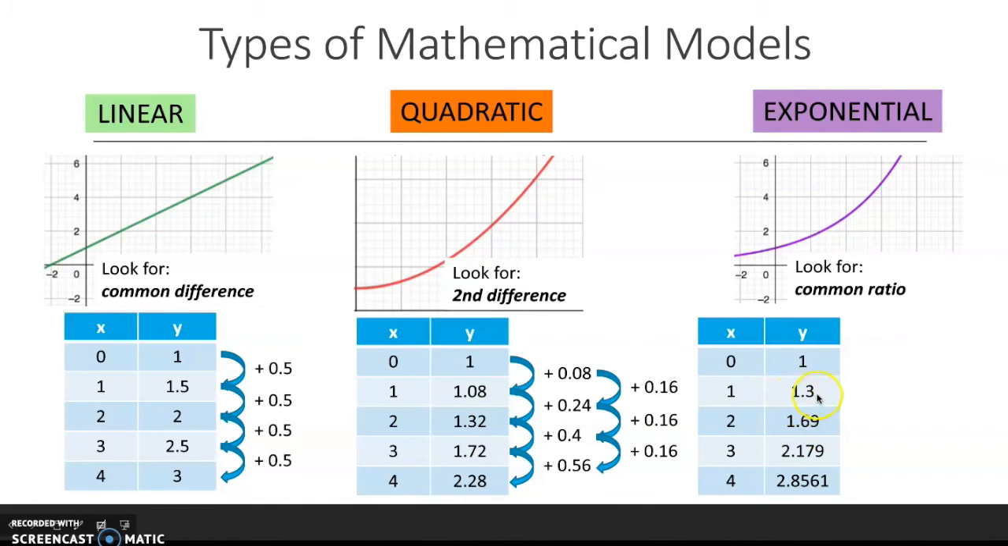So if I take 1.3 divided by 1, I get 1.3. If I take 1.69 divided by 1.3, I again get a factor of 1.3. Same thing here, 2.179, if I divide that by 1.69, I get 1.3. And again, for the last two numbers. Okay, so if you have a common ratio or a common multiplying factor to get from one term to the next term, that is a situation when we're looking at exponential growth.